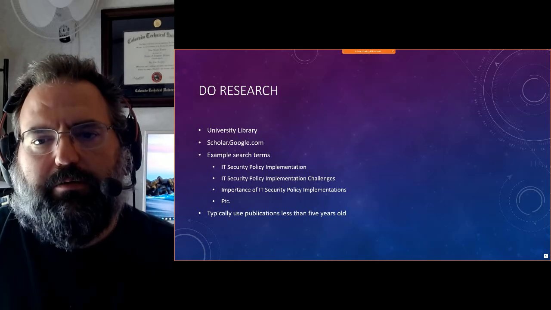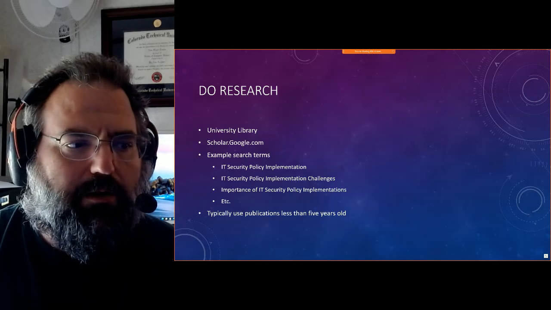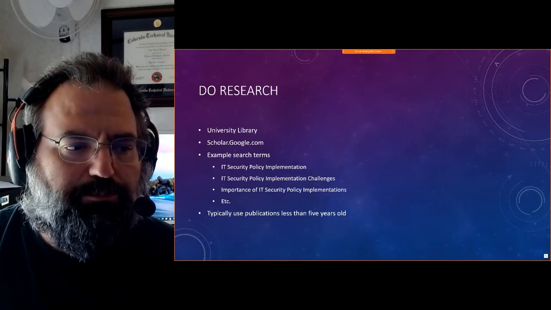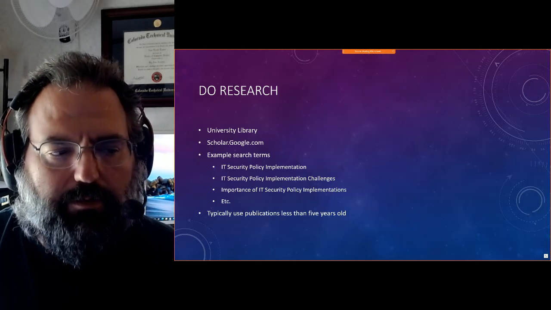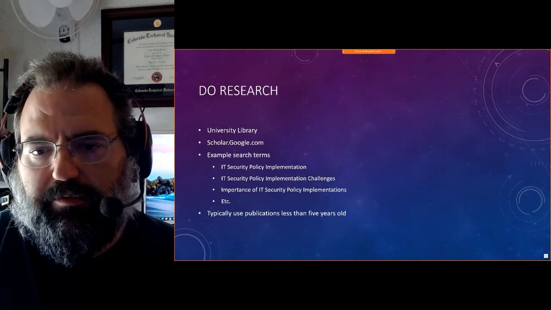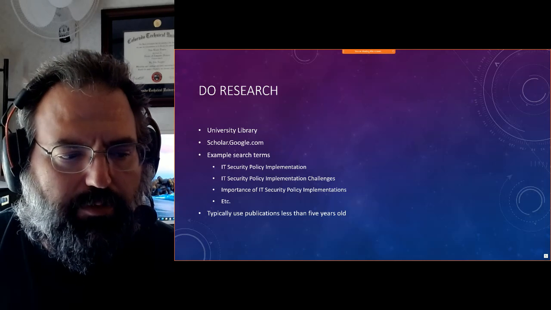So once you've got this stub of a paper, you want to go do some research. Usually you go to the university library. You may go to scholar.google.com, and then you search for something. So imagine you're searching for something that deals with IT security policy implementation challenges. Those are some search terms you might use to address that kind of problem.